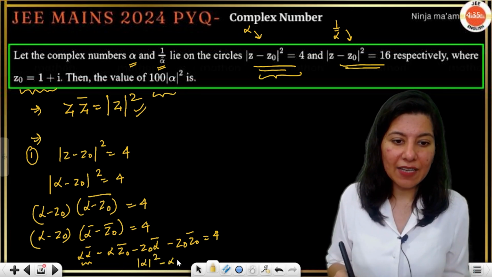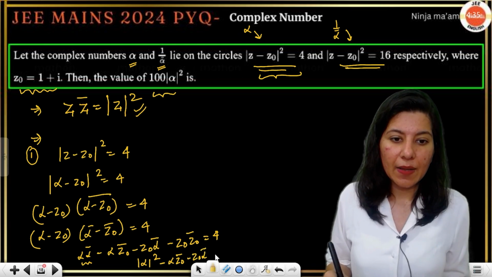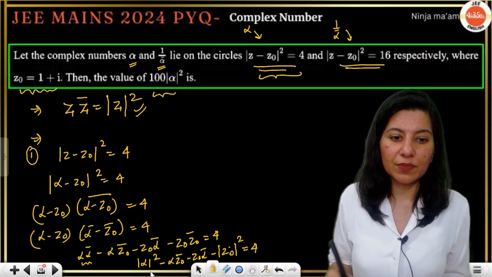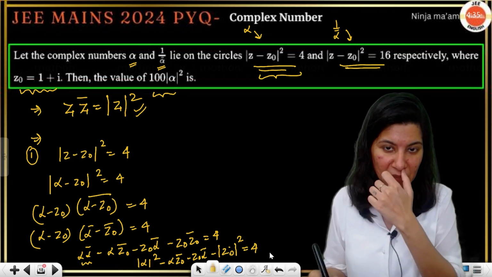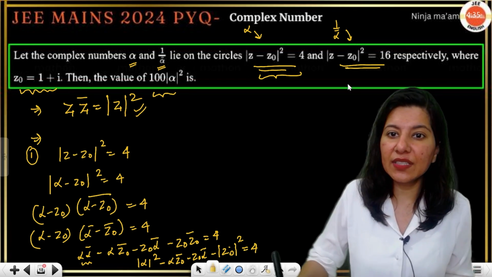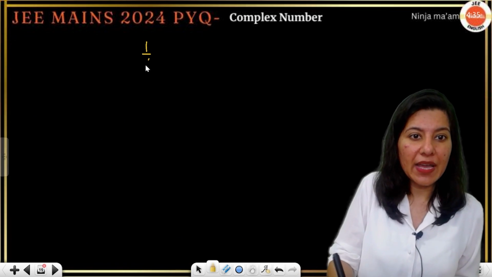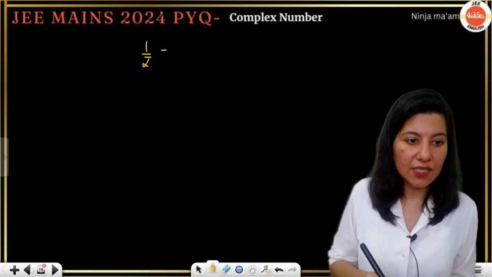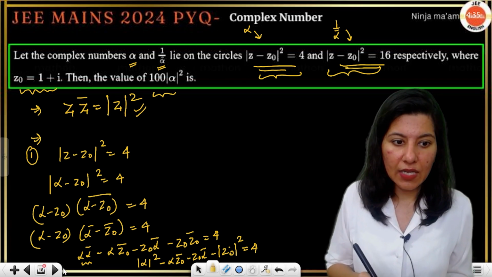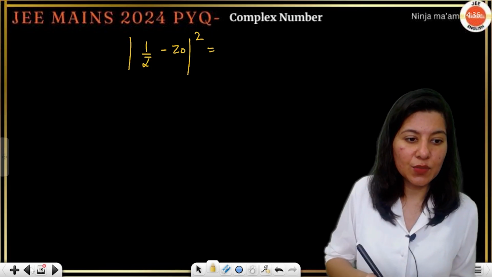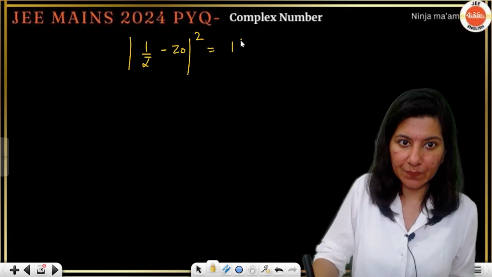This is minus alpha z naught bar minus z naught alpha bar, and this is minus mod z naught square equals to 4. Okay. All right. So a similar thing we can do with this. 1 by alpha bar we can satisfy. So 1 by alpha bar minus z naught whole square equals to 16.